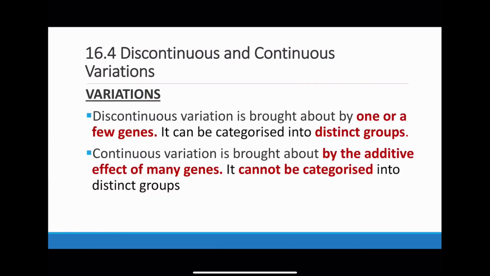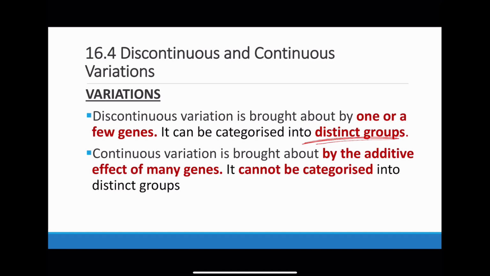Basically, this discontinuous variation is brought about by one or a few genes, and it can be categorized into distinct groups. This is the one that makes it special. Because for this discontinuous variation, we know that either you are type A, type B, type C, type D, type E, type F, etc. It's a very distinct one. There's no such thing as a range.